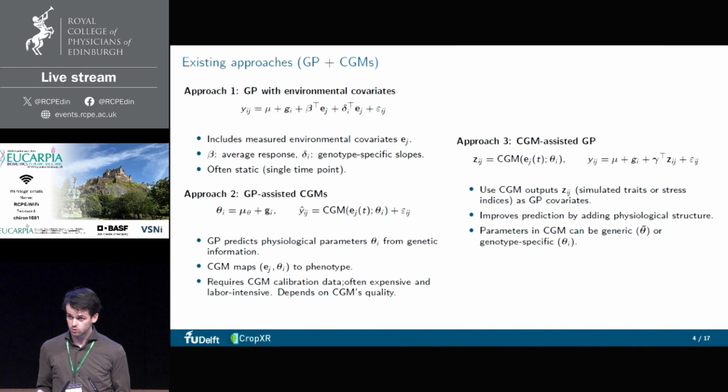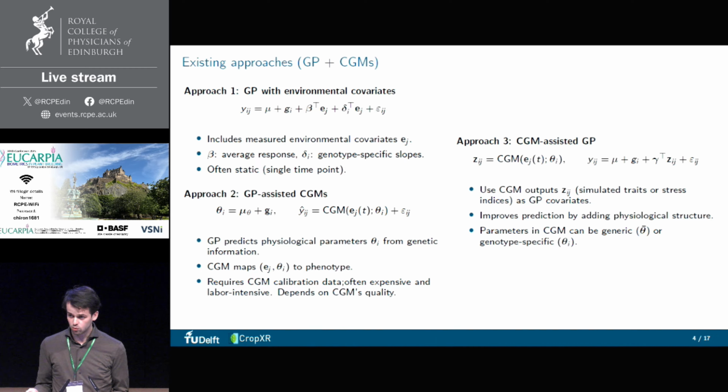Then another approach that was recently proposed in some papers is to use genomic prediction to predict the parameters that can subsequently be used in crop models. And then you just use genomic prediction to predict the parameters, and then you use the crop model as a nonlinear mapping, basically, from the parameters and environmental time series to predict the crop trait of interest, say yield, for example. But to do this, you need to calibrate the crop model, which often comes at a high cost. You have to collect a lot of data, which is very costly. So it's hard to do, actually.